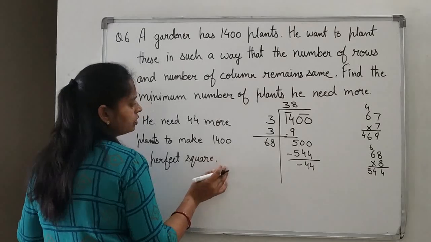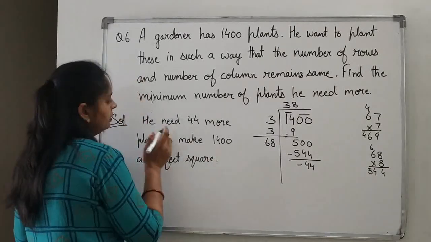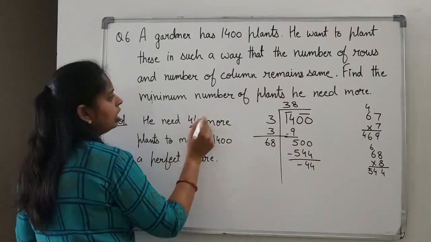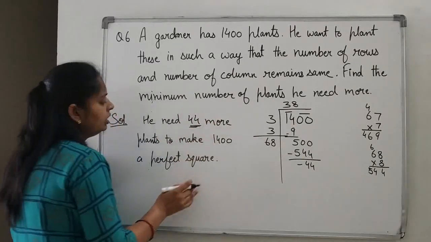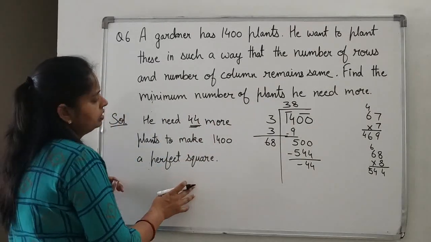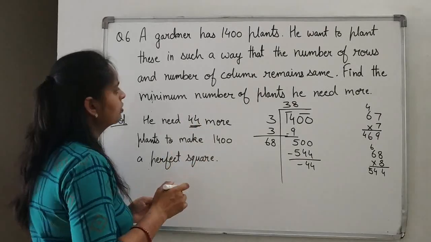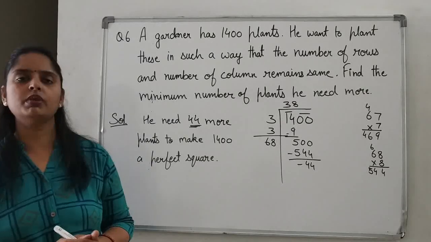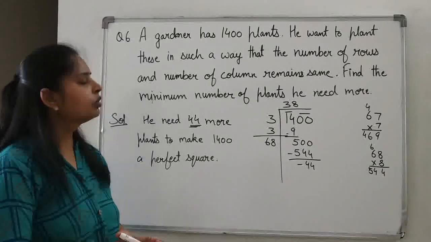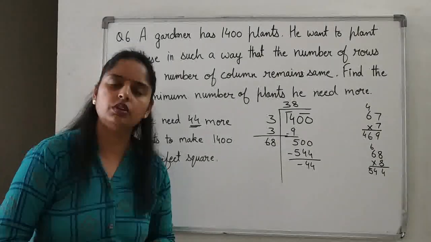That is your choice if you want to go beyond this. Otherwise, he is only asking for the minimum number of plants. 44 more plants are required in this case to make the arrangement such that the rows and the columns remain the same. Okay. So we have done with maximum questions of exercise 3.4 and kindly complete your exercise. Thank you.